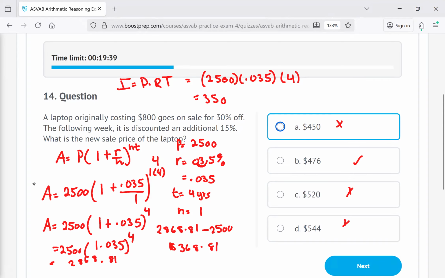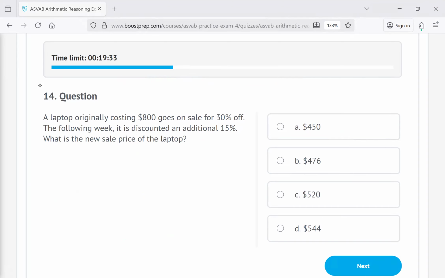Okay. 14. A laptop originally costing $800 goes on sale for 30% off. In the following week, it is discounted an additional 15%. What is the new sales price of the new laptop? This one, there are no formulas you need to know. What you're going to do is figure out how much it would cost after the 30% off. Then you have to figure out the cost after the additional 15% off, right? So we can do this one.